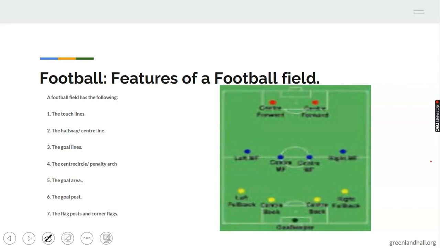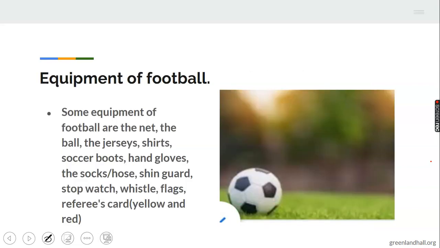The goal area, where the keeper stays. Then we have the goal post. That's where the ball lands for there to be a score. And then we have the flag post and corner flags.